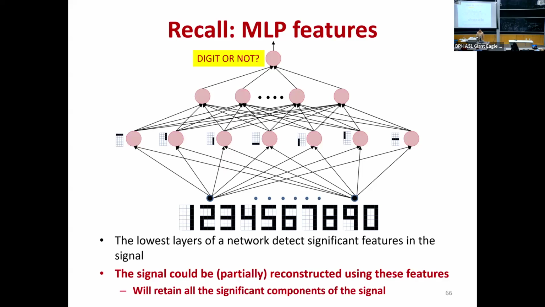So once you realize this, here's something I can do. I can train this network. And now, having trained this network, I throw away the upper portions of the network. I just keep the first layer neurons. And then, for any input, so again, consider this.